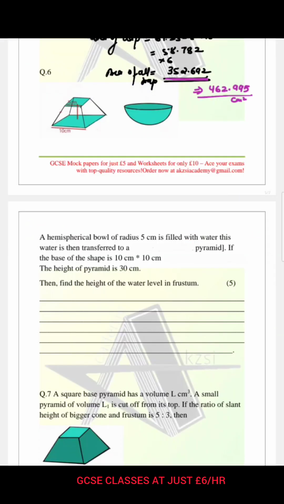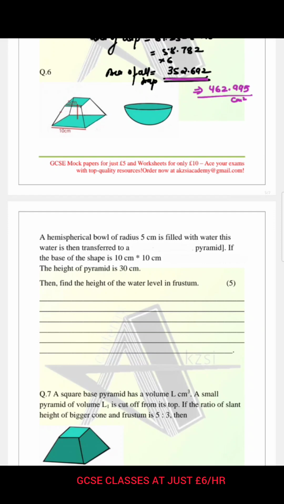Question says a hemispherical bowl of radius 5 centimeters is filled with water. This water is then transferred to a pyramid. Okay. The base of the shape is 10 centimeters by 10 centimeters, because it's a square base pyramid, and the height of the pyramid is 30 centimeters. Here it's a frustum given, actually it has to be a pyramid in the diagram. The height of the pyramid is 30, then we have to calculate the height of the water level in this pyramid basically.